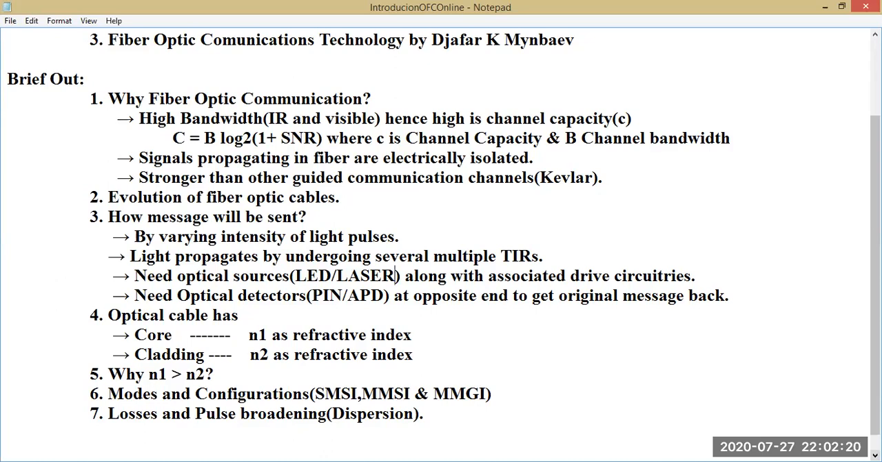In dispersion, we have to discuss intermodal dispersion and intramodal dispersion. Intramodal dispersion is called chromatic dispersion. Chromatic dispersion is very significant in the case of single mode fibers, and in the case of multi-mode fibers, intermodal dispersion is very significant. These are the brief points that I wanted to discuss in this first class, as this is the first class.